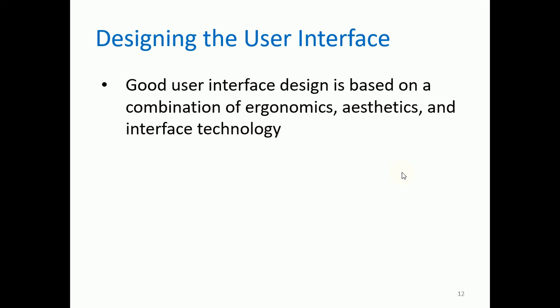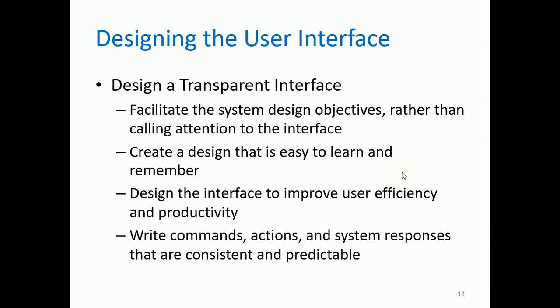Before we delve into the 8 basic guidelines for designing the user interface, good user interface design is based on a combination of ergonomics, aesthetics, and interface technology. So the first basic guideline is to design a transparent interface. Facilitate the system design objectives rather than calling attention to the interface. You have to know the system design objectives for designing the user interface. Then create a design that is easy to learn and remember. It should not have a steep learning curve for the user to learn the interface of the information system.